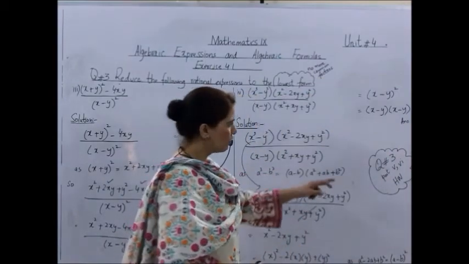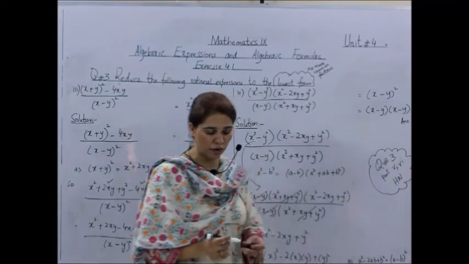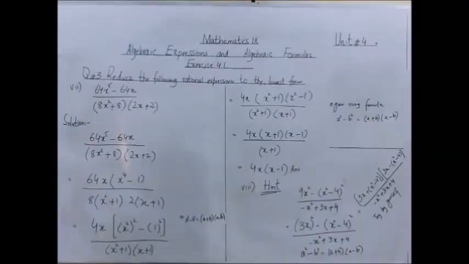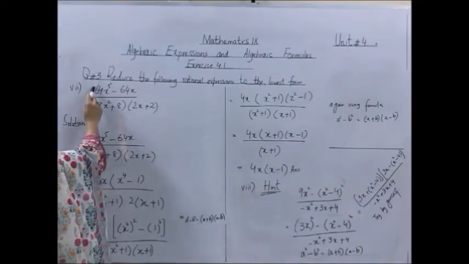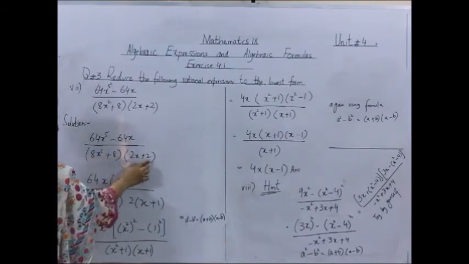Dear students, question number 3, part 5 and 6 will be your homework. You have to do it by yourself. Okay, the next part of question number 3 is the 7th part. (64x⁵−64x)(8x²+8) divided by (2x+2).